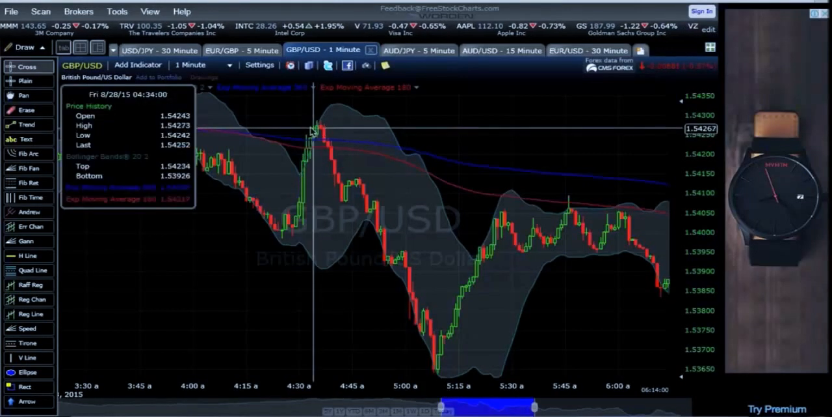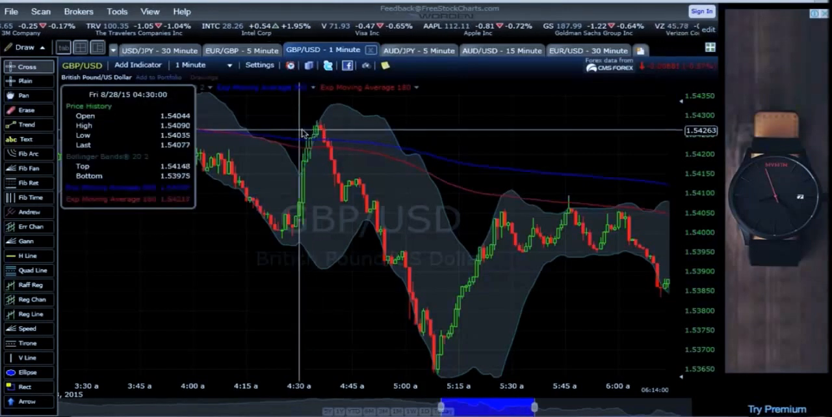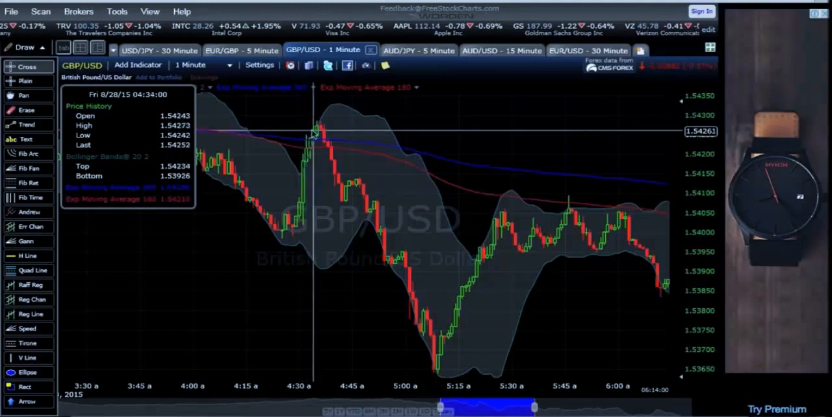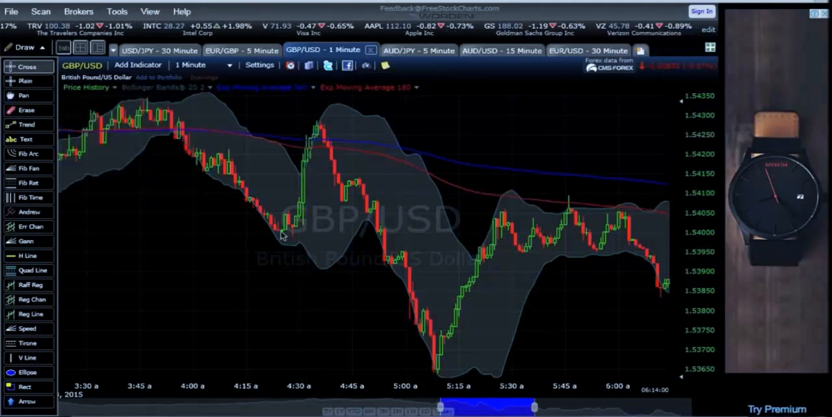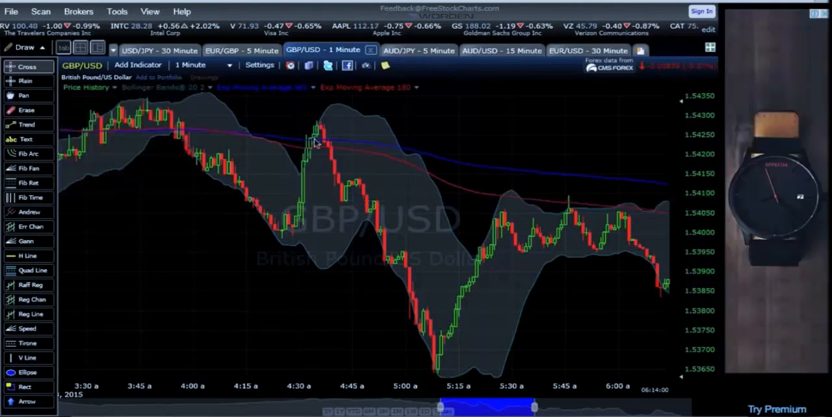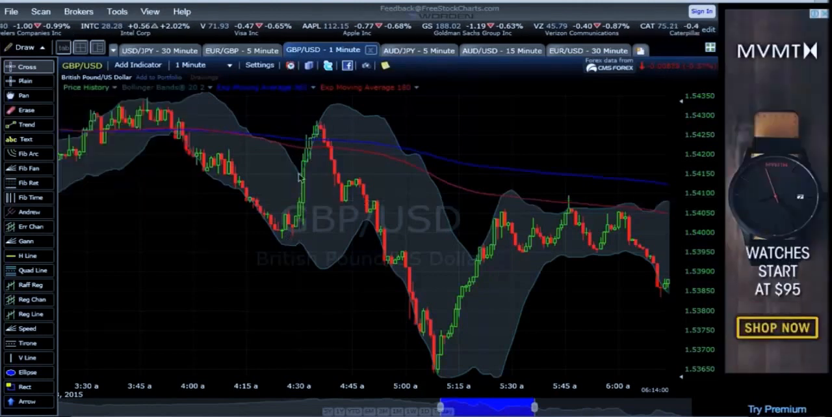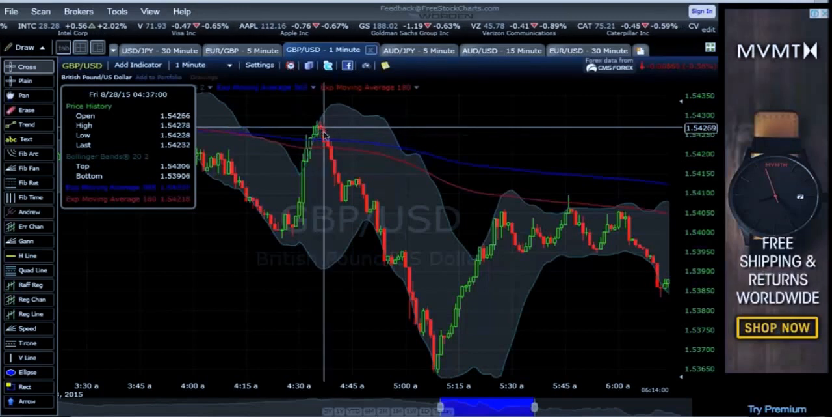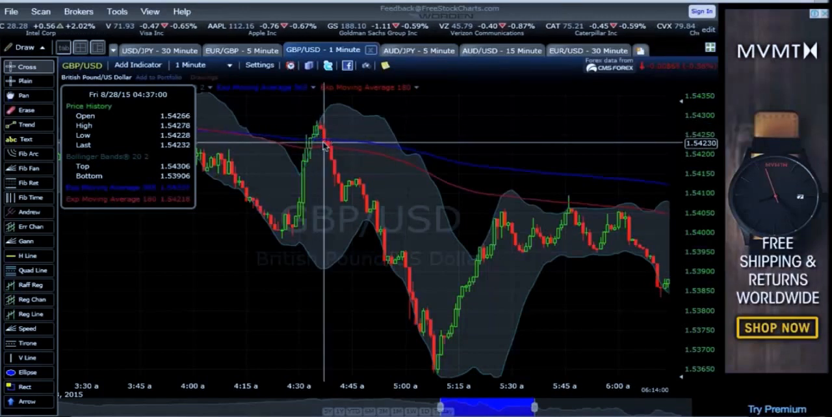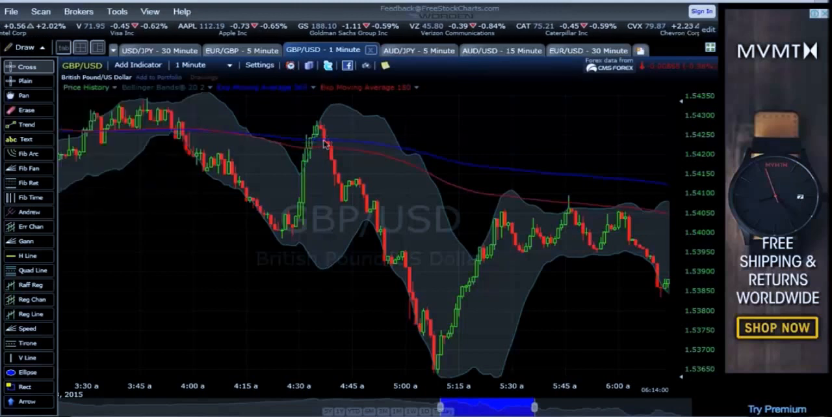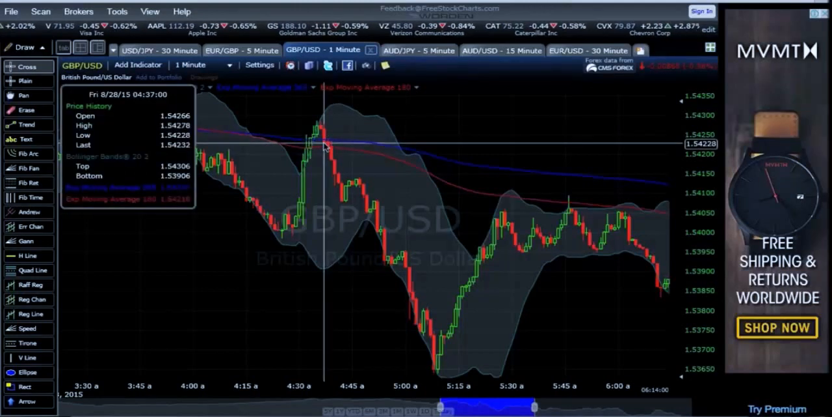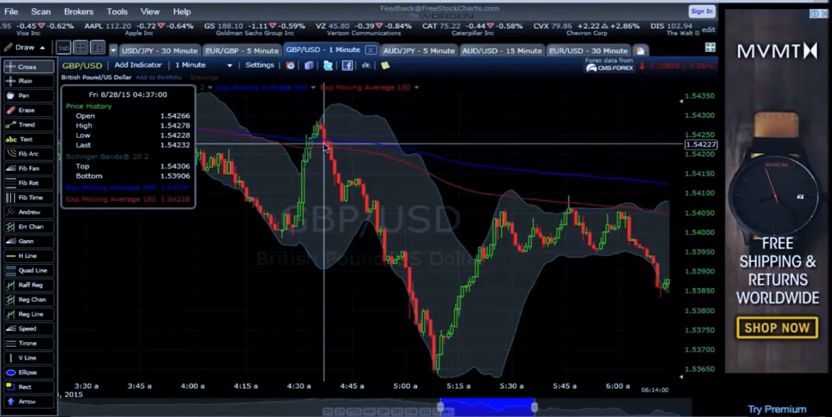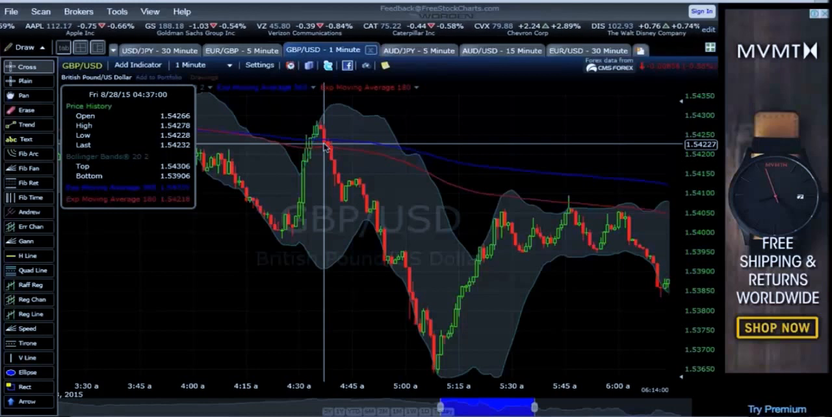As you can see, it happened here around 4:30 a.m. New York time. You want to see the price going up and crossing both EMAs to the upside on a downtrend, and you execute the trade when the first candle closes below the 365 EMA from top to bottom. So in this case, it happened around 4:37 a.m., at a strike rate of 1.54227.